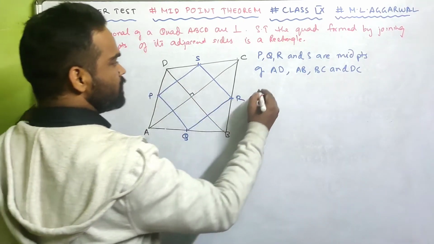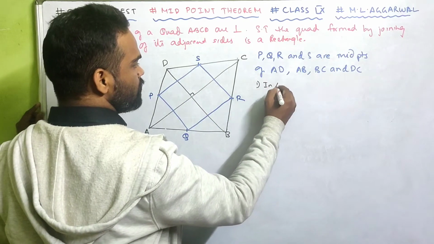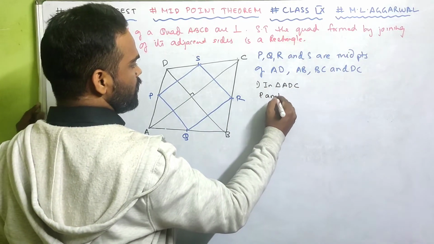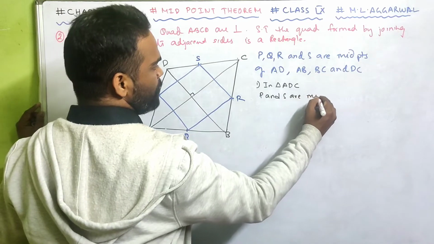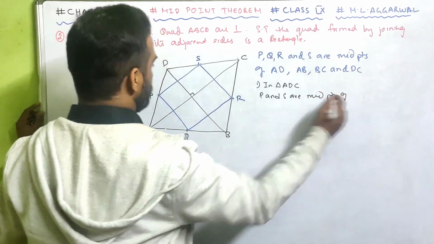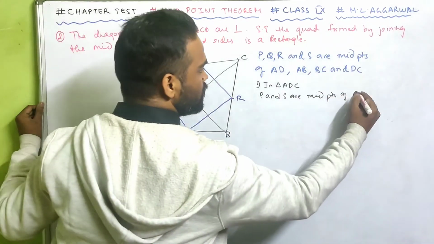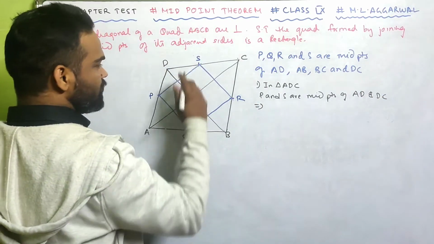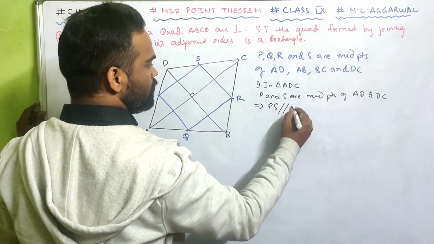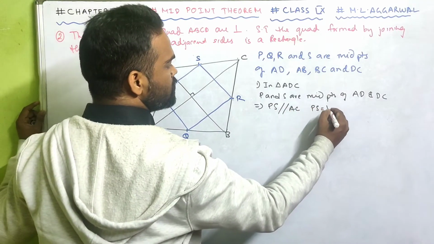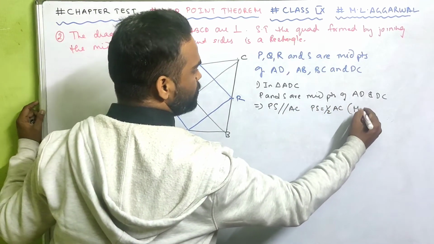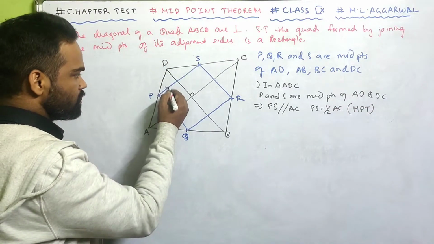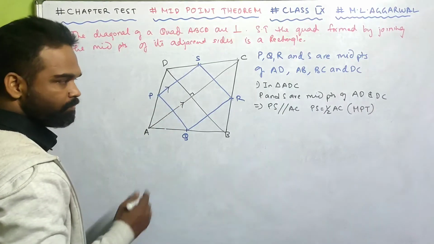Now in triangle ADC, P and S are midpoints of AD and DC, which simply means PS is parallel to AC and PS is half of AC by midpoint theorem. Yes or no? Done? So this is parallel to this.